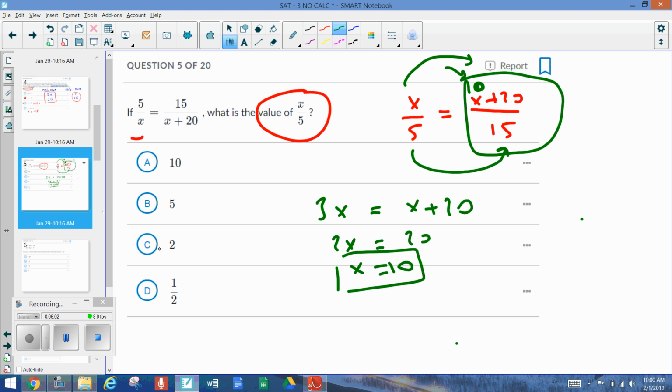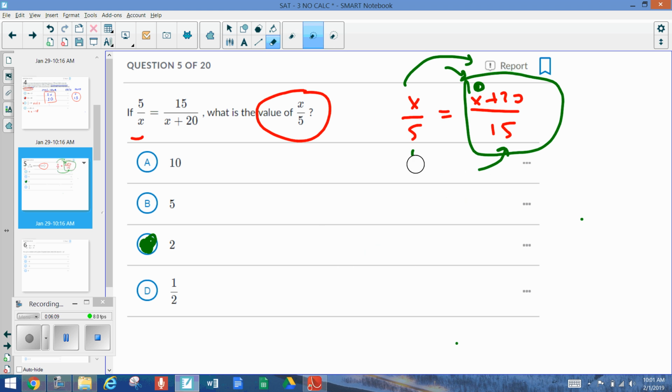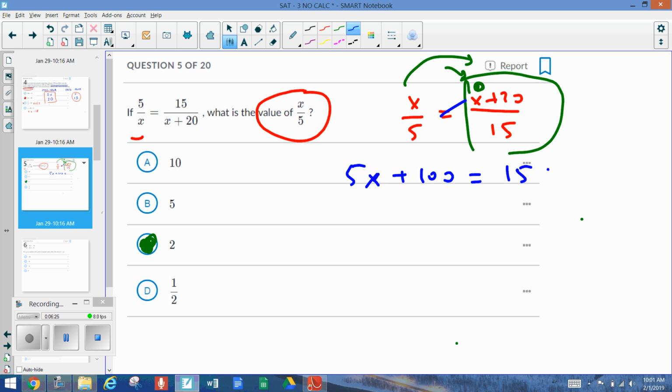30 divided by 15 equals 2. Or, you don't have to do that. You can just do cross multiplication. 5x plus 100 is equal to 15x, correct? So when you subtract 5x from both hand sides, 10x equals 100, x equals 10.